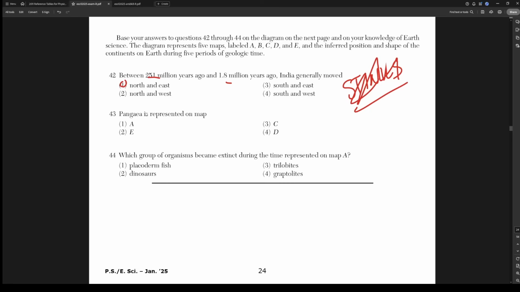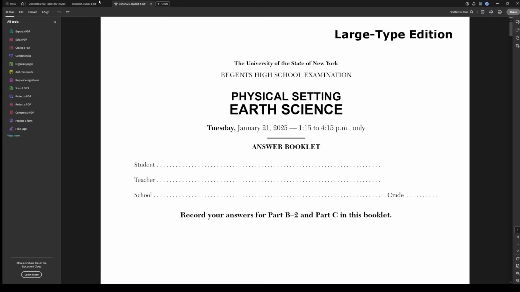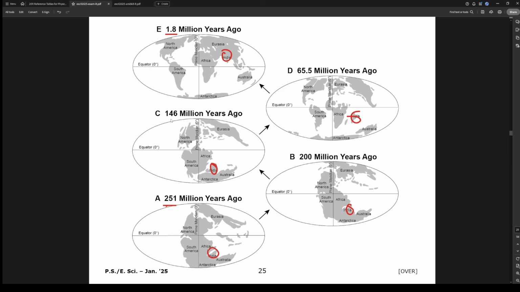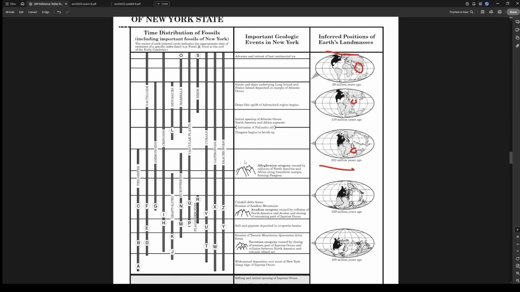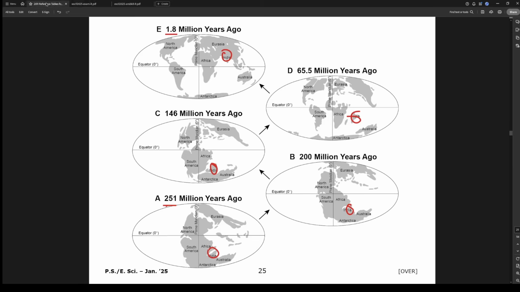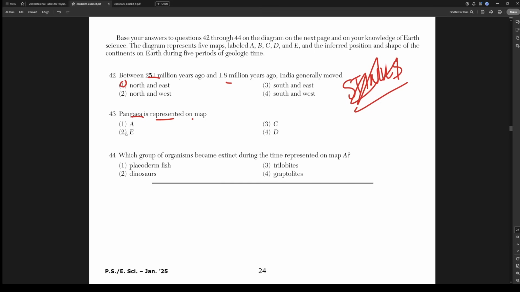Oops. I was grilling this question before I even. Pangaea is represented on map what? Pangaea is when all the continents were together. So that's going to probably be. Oh, but is it 251 or 200? So now we have to go here. Where's the formation of Pangaea? Look, forming Pangaea here. So this is going to be at like 250 million years ago. So it's going to be A. Did they put B as a possible answer? Because that would be terrible. Be mean. No, they didn't. That makes it easy, because C, D, and E are already separating, so that made it way easier.